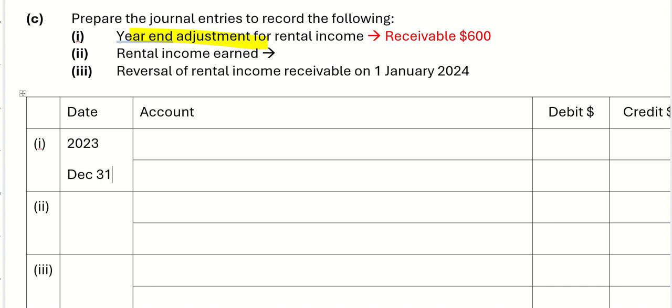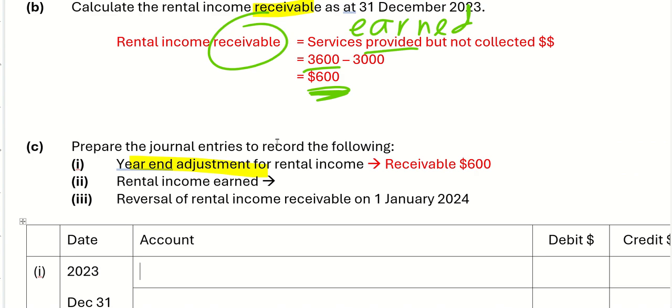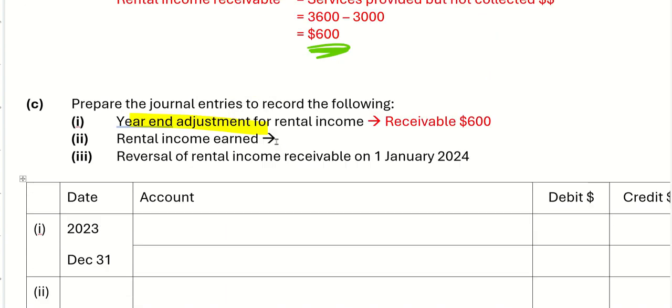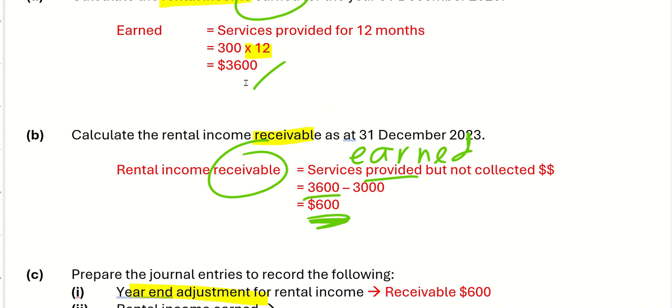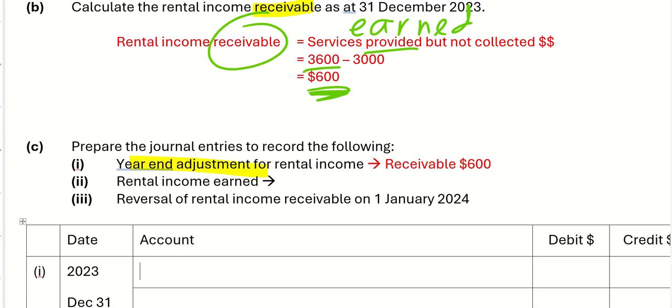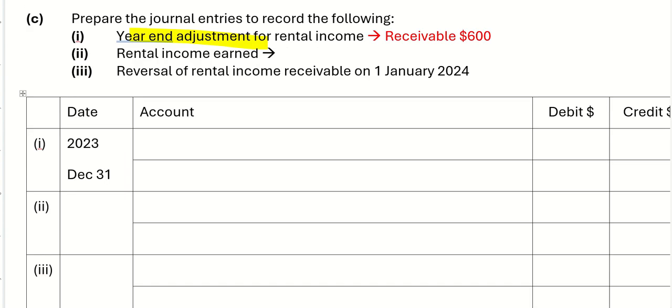31st December, right? Because this is the year-end adjustment. So we ask ourselves, have we earned the income? No. If you haven't earned the income, are you going to plus income or minus income? Are you sure you haven't earned the income? Yes, you have earned the income, right? Because you see, you already earned 3,600. It's just that this $600 you have not collected yet. And because you haven't collected, you have earned the income because you times 12, right?